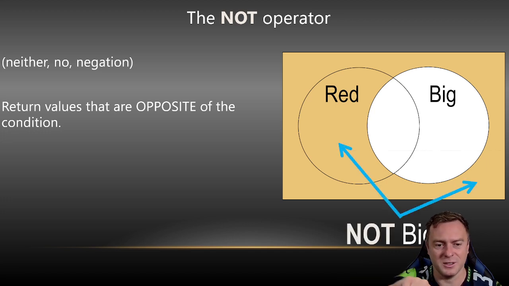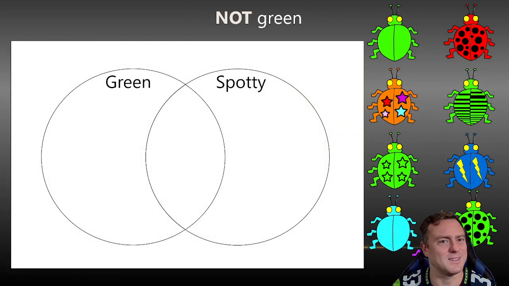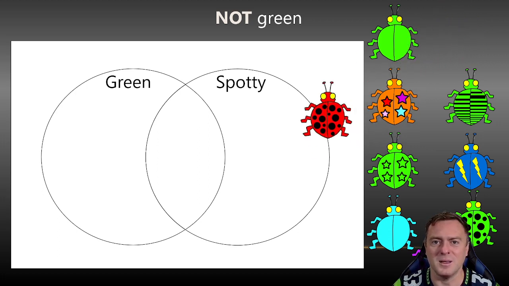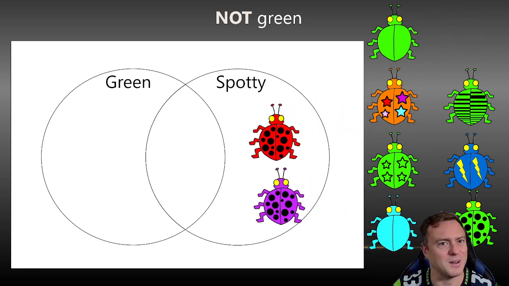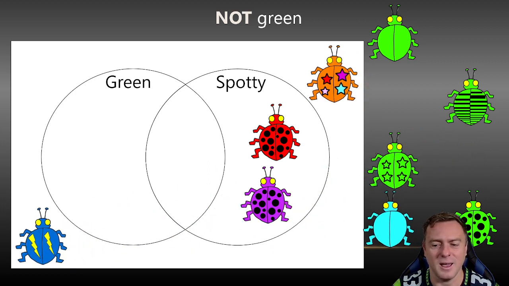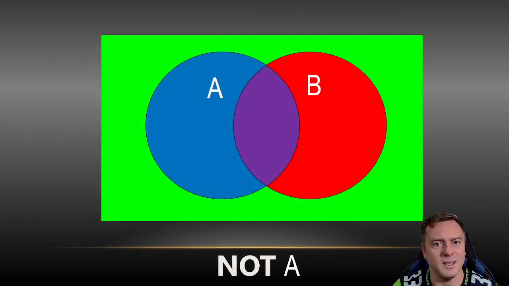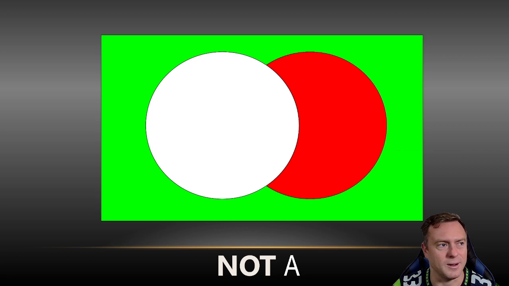If you think about those branches in the tree diagram we did at the start, everything that's red, Fanta, and I had Taylor Swift as well there, those are the things that don't match that. Everything that's not green in this case is everything outside the circle of green. So it would be the red spotty guy, the purple spotty guy, the orange star dude, the lightning bug, and the teal guy at the end. If we had this color here with green, blue, purple, and red, everything that's not A would be the green area and then the red area.